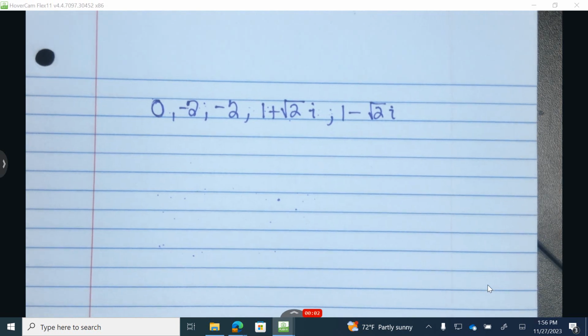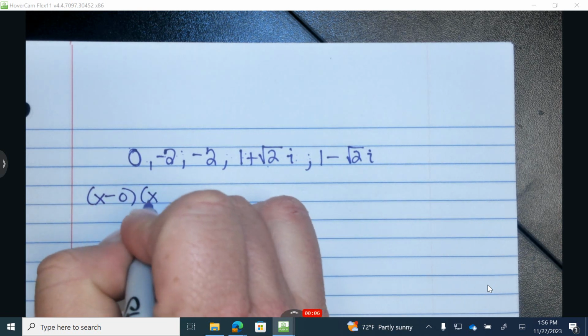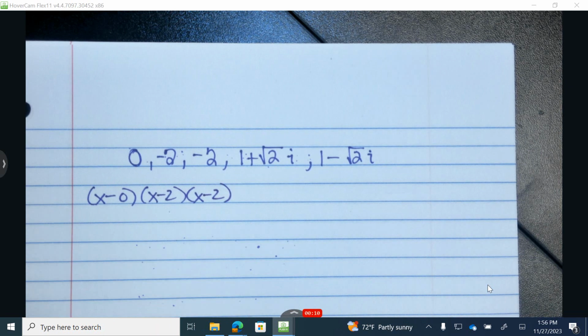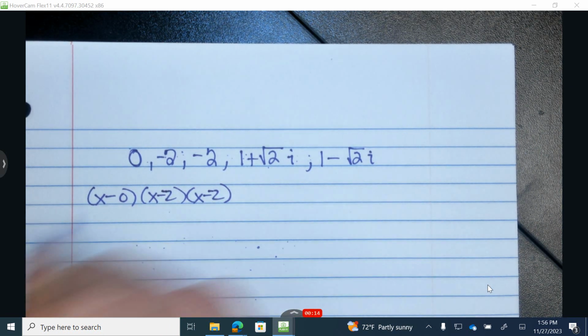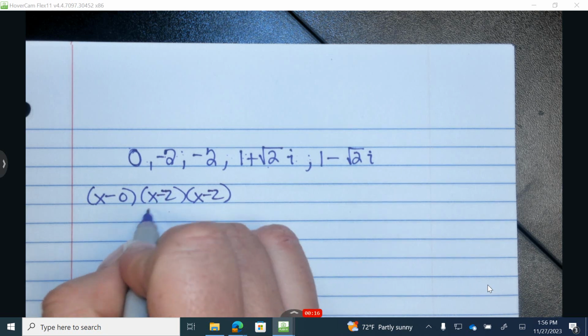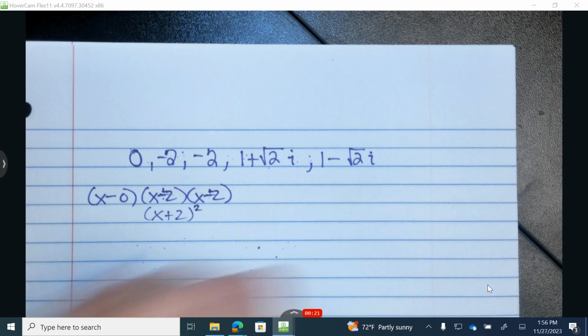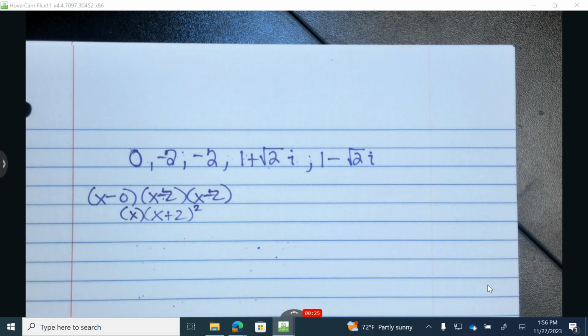Number 16. So when we look at number 16, we have x minus 0, x minus 2, and x minus 2. I meant to rewrite this differently. It's x minus a negative 2, x minus a negative 2. So these double negatives are going to make an x plus 2. And since there's two quantities, it's going to be x plus 2 quantity squared. Outside it will simply be an x.